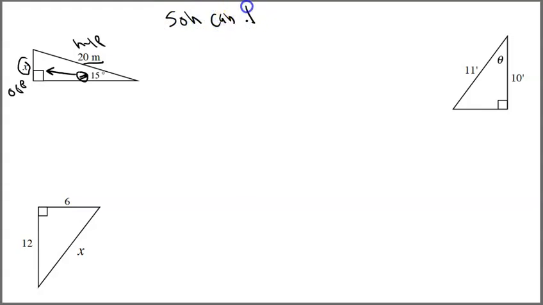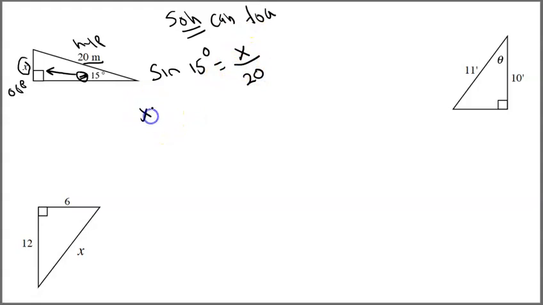SOHCAHTOA. And so I'm looking at the two letters following S, C, or T. Opposite hypotenuse, that is sine. And so I'm going to set up my equation. I know the sine of the angle, which is 15 degrees, is going to equal the opposite side, x, over the hypotenuse, which is 20. So I'm going to solve this for x.